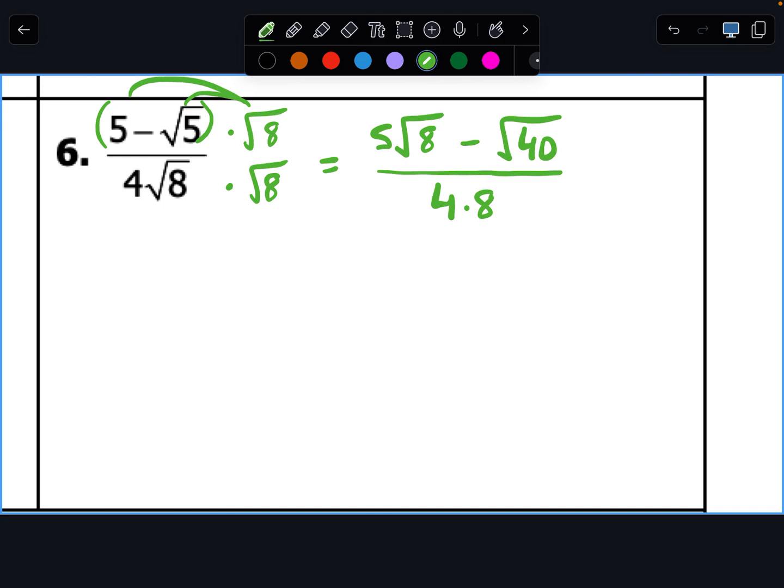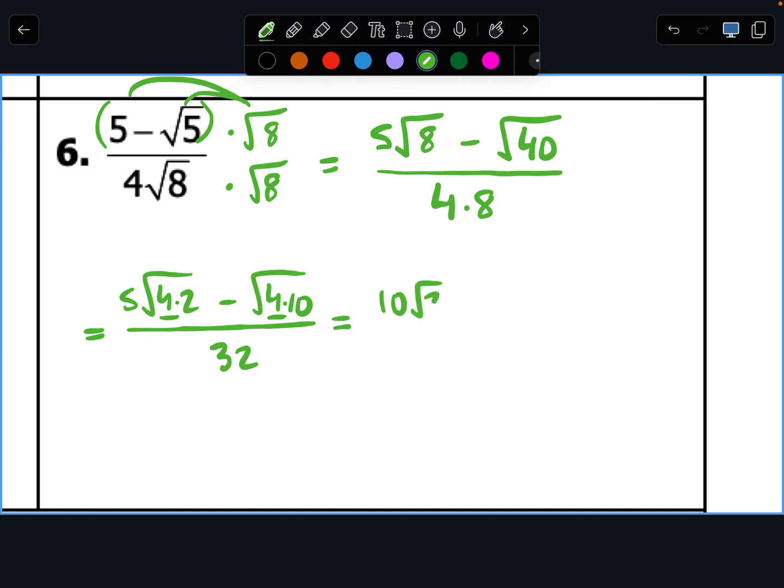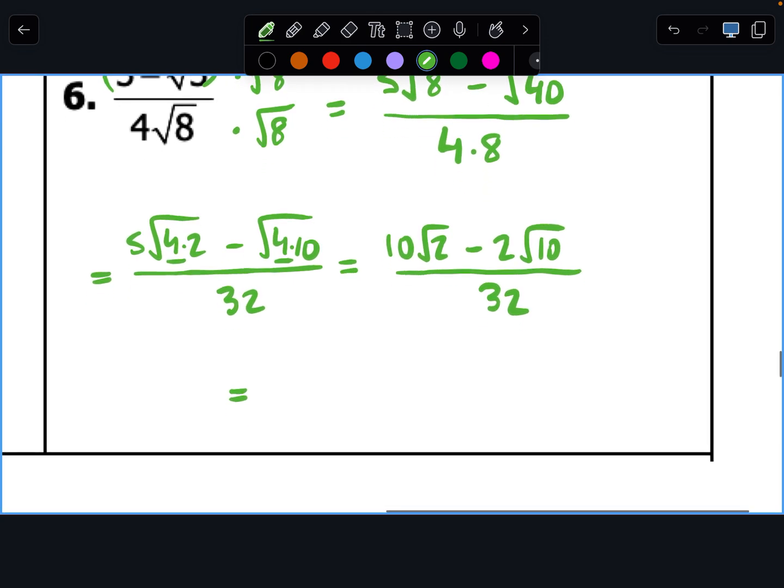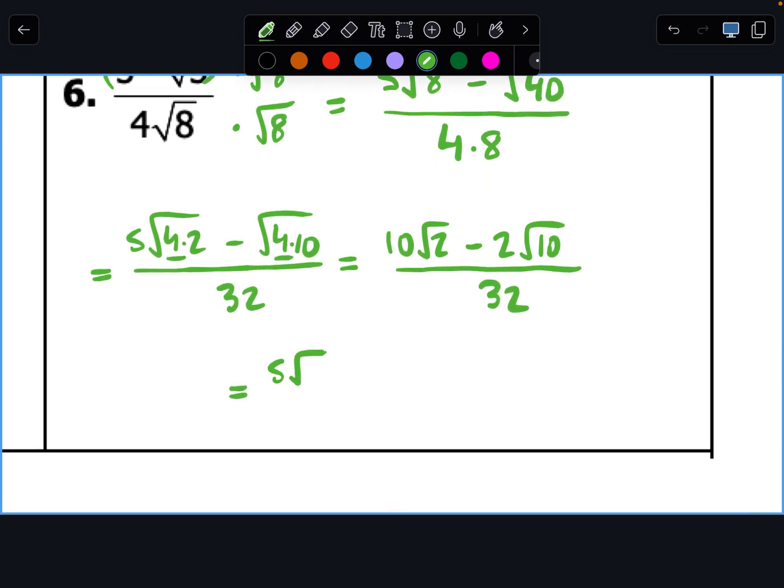8 has factors of what, though? Okay, so I have 5 root 4 times 2 minus root 4 times 10 over 32. Square root the 4's in both of those radicals. So the first one, square root of 4 is 2. Multiply that in front, you get 10 root 2. Second one, I just take out a 2. There's nothing to multiply it with. Root 10 over 32. My last step here, what can I divide all of this by? We're looking at the 10, the 2, and the 32. All the coefficients all divide by 2. So I have 5 root 2 minus root 10 over 16.